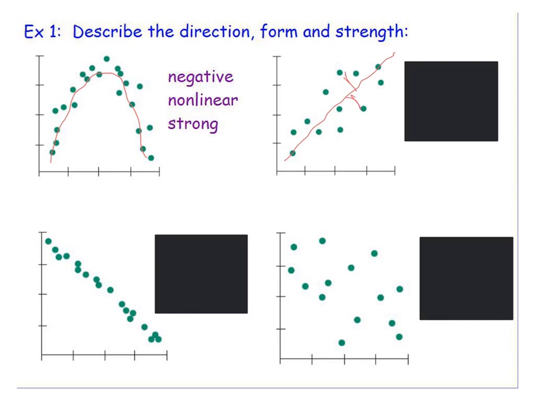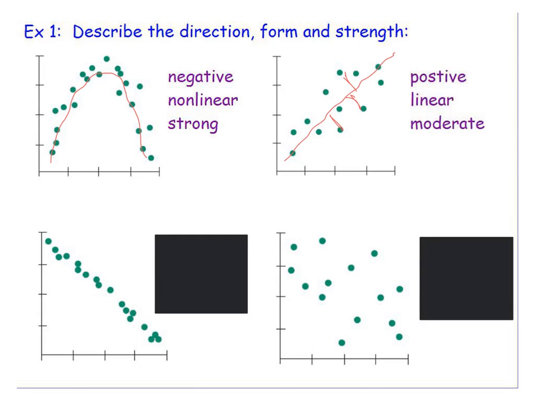There's some distance there. They're not quite as tight-fitting. This I would consider moderate. So again, in summary, we're looking at positive, linear, and moderate. Let's look at the next one.